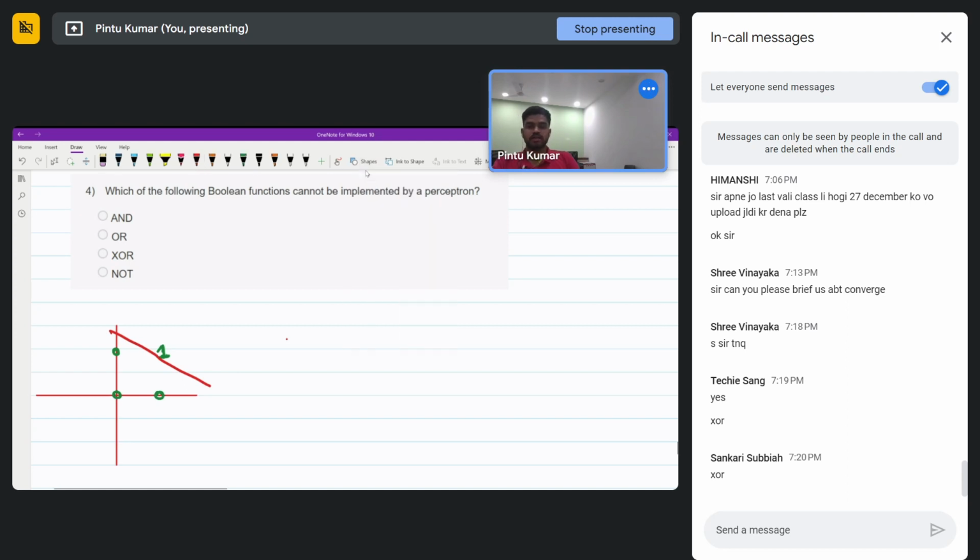Let's look at another, that is OR. So for OR, 0 and 0 is 0. 1 and 0 is 1. This is also 1. This is 1. Again, can we separate it? Yes, we can draw a line over here and we can separate these data points. So we can learn these functions via perceptron. Third one is XOR.